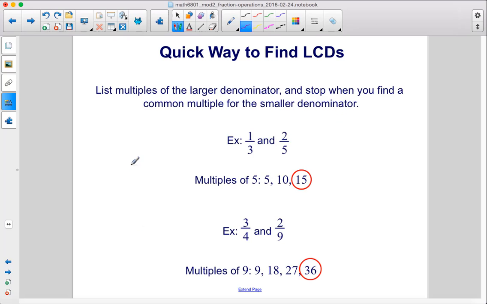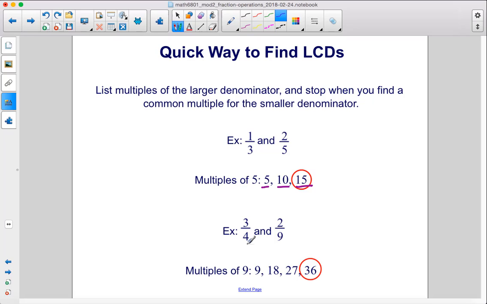Here's a quick way to find LCDs. You list multiples of the larger denominator and stop when you find a common multiple for the smaller denominator. For example, if we're trying to find the LCD of 1/3 and 2/5, you find multiples of 5. So you have 5. Is that also a multiple of 3? It's not. So you move on. 10. Is 10 divisible by 3 evenly? It's not. So you move on. 15. Is 15 divisible by 3? Is that a common multiple? Yes, it is. Therefore, this is going to be your least common denominator.